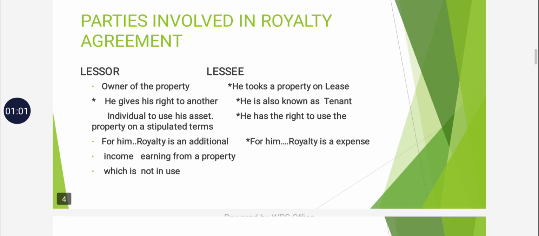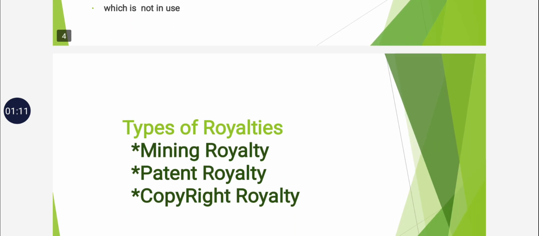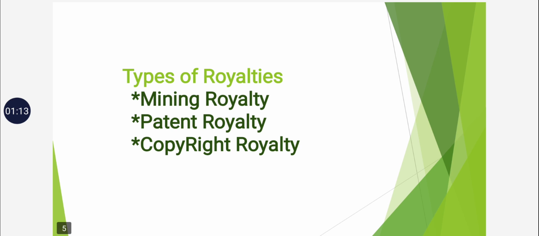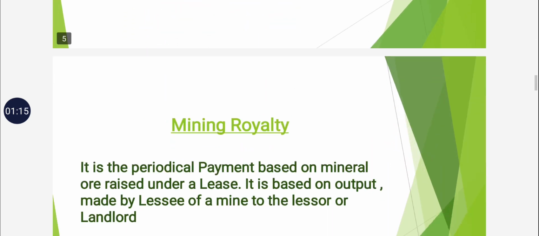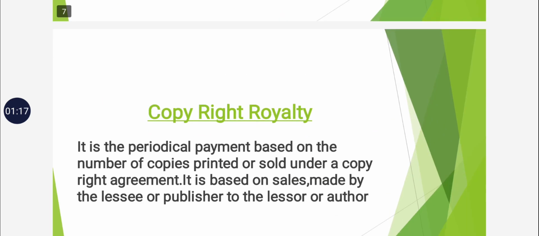In the case of a lessor, the royalty is an additional income earned from a property which is not in use. And in the case of a lessee, the royalty is an expense. Mainly there are three types of royalty: mining royalty, patent royalty, and copyright royalty.